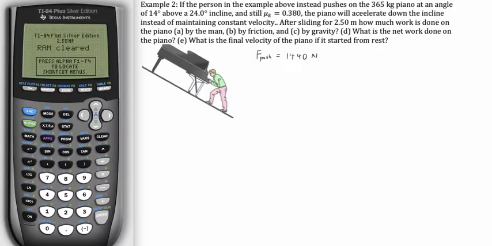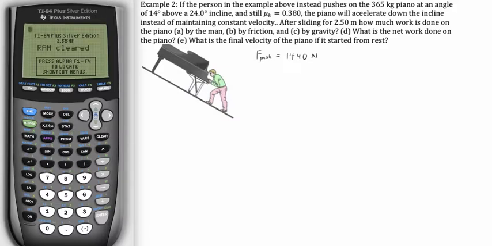And then we're told that the piano is going to slide for 2.5 meters, during which point it will accelerate. And we're asked for how much work is done by the man. That's the work done by the pushing force. How much work is done by friction, and how much work is done by gravity. And then we're finally asked for the net work done on the piano, and what is the final velocity of the piano, which we can find once we use the work energy principle with that net work.